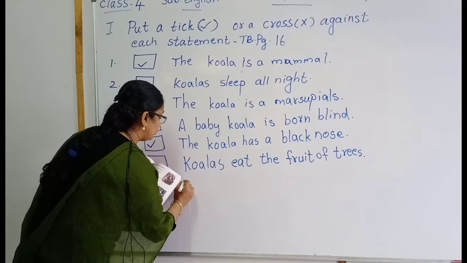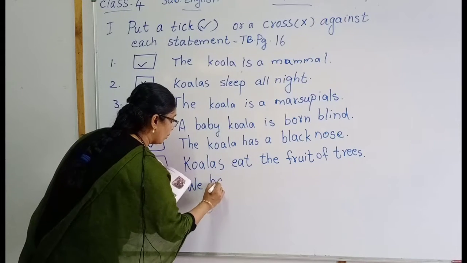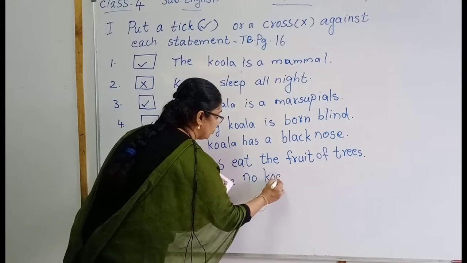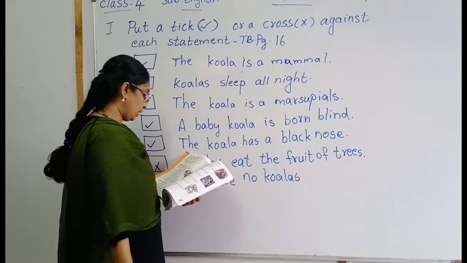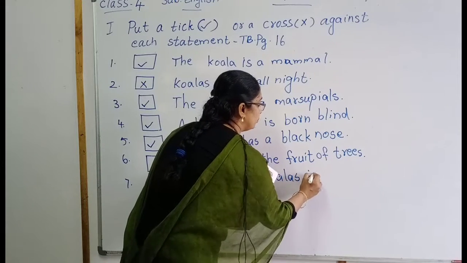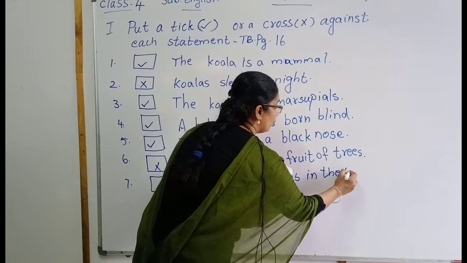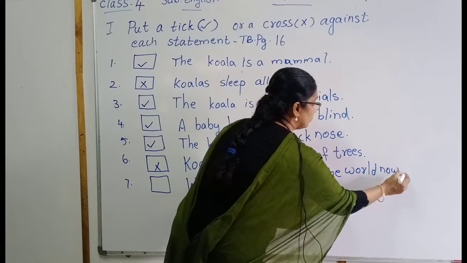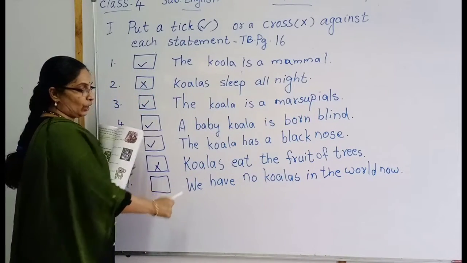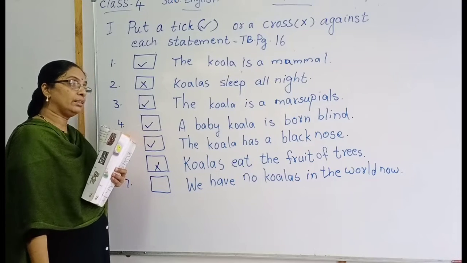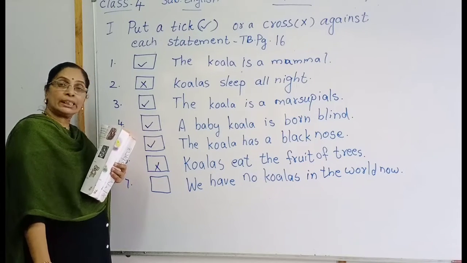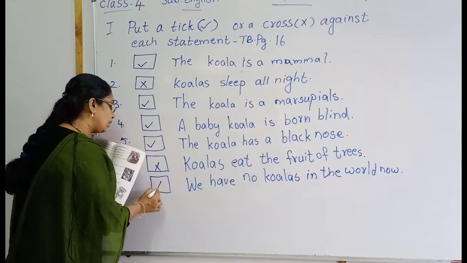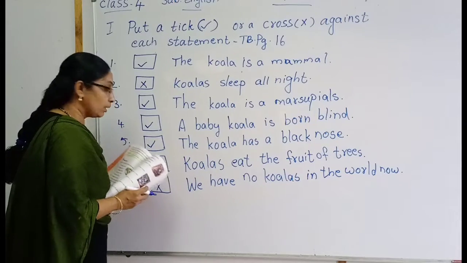Then number 7, column. We have no koalas in the world now. What, children? Read the statement. We have no koalas in the world now. Not eradicated. It is there. Few are there now. So the statement is wrong. Okay, the statement is wrong.